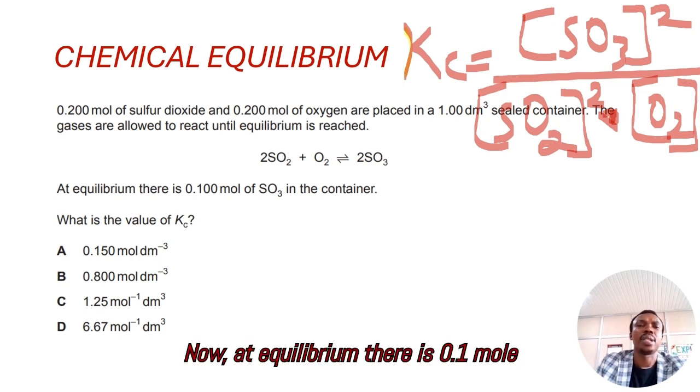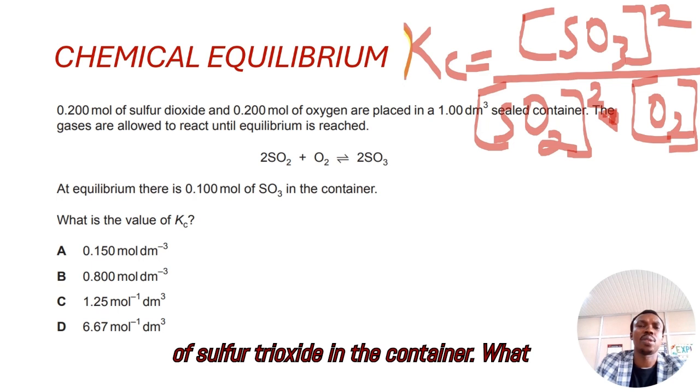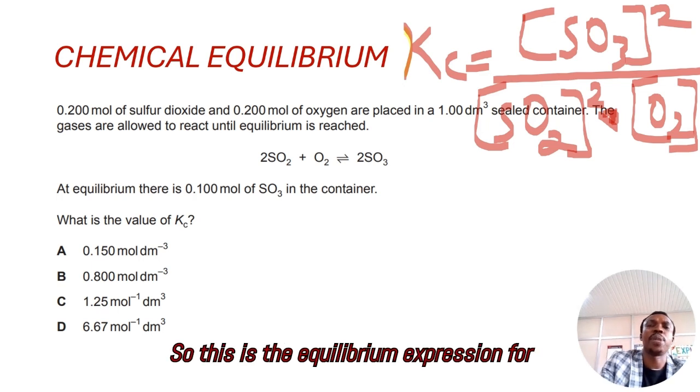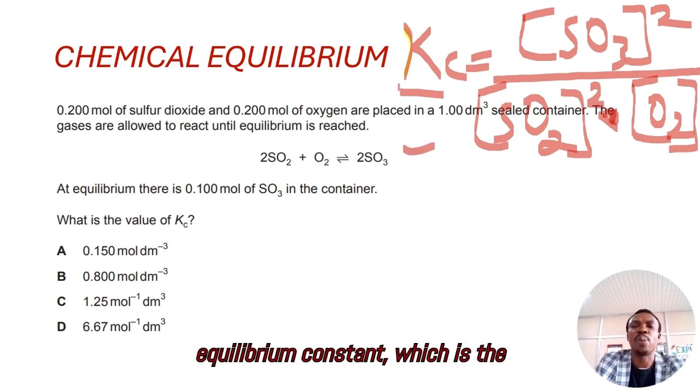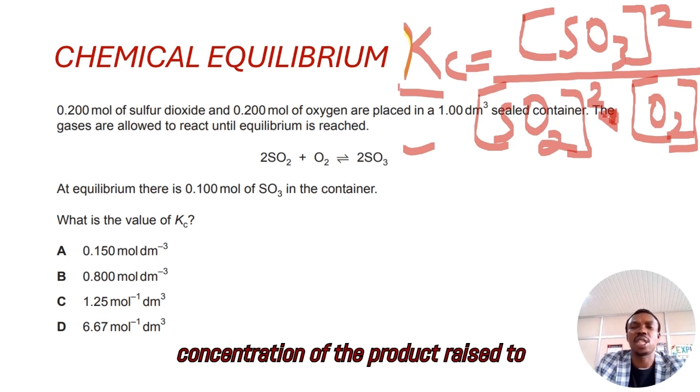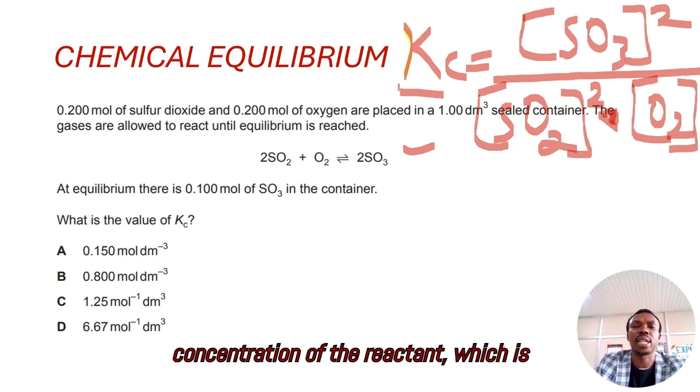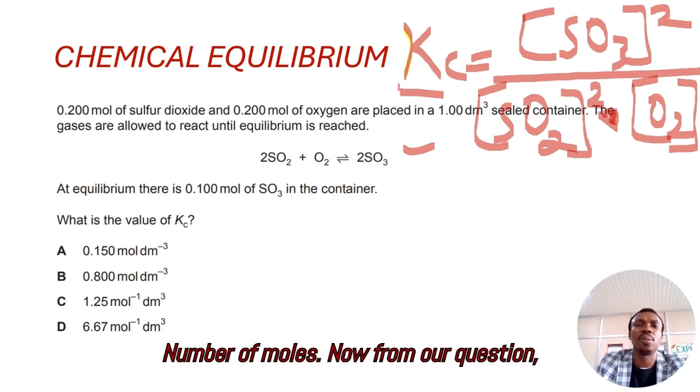Now, at equilibrium, there is 0.1 mole of sulfur trioxide in the container. What is the value of the equilibrium constant? So this is the equilibrium expression for this particular reaction. You write the expression for the equilibrium constant, which is the concentration of the product raised to the power of the number of moles, divided by the product of the concentration of the reactants raised to the power of the number of moles.